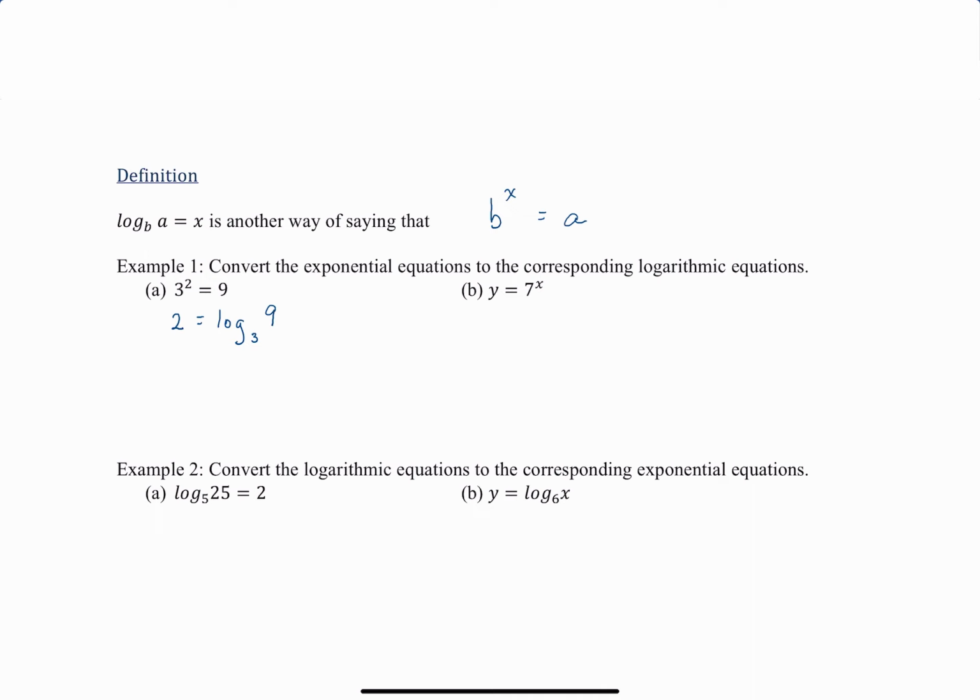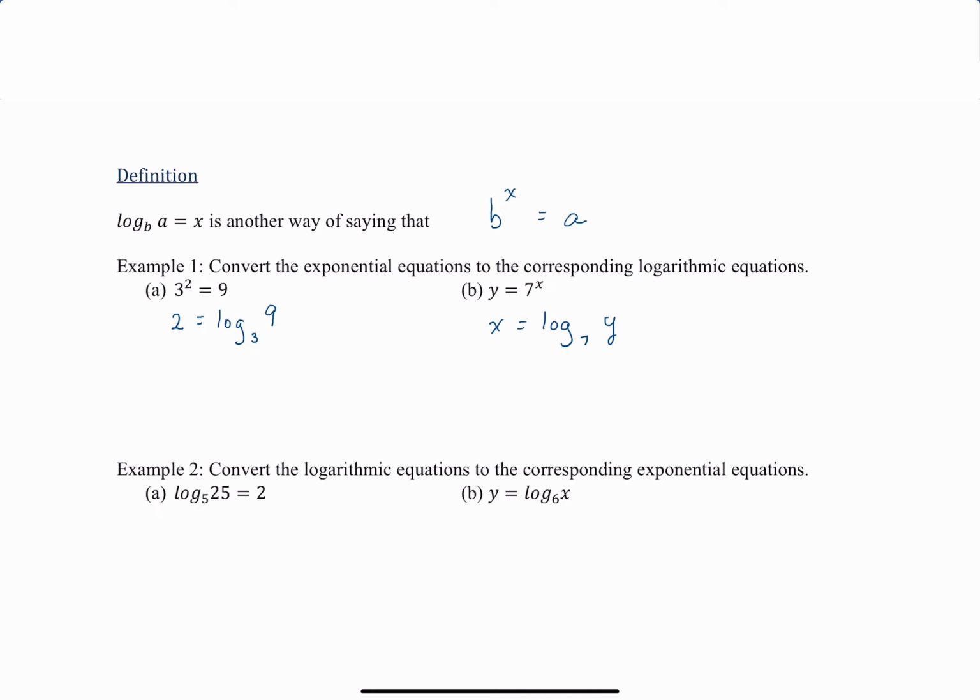Let's try one more of these. Let's take the exponential equation, y equals 7 to the x. How could we write this in terms of logarithms? Well, we could say x is the exponent. In other words, x is the logarithm, because logarithm is really just another word for exponent, that you put on base 7 to get answer y.